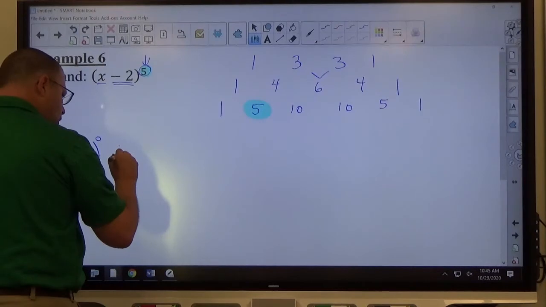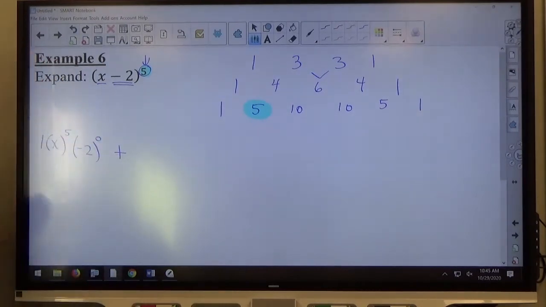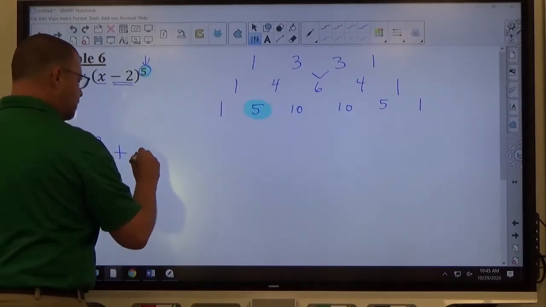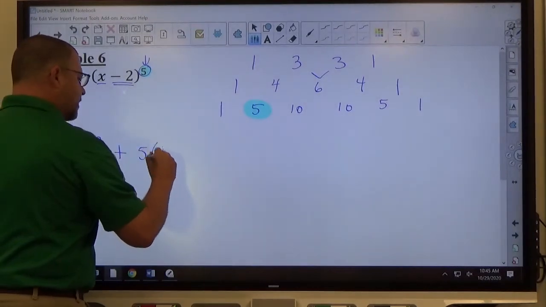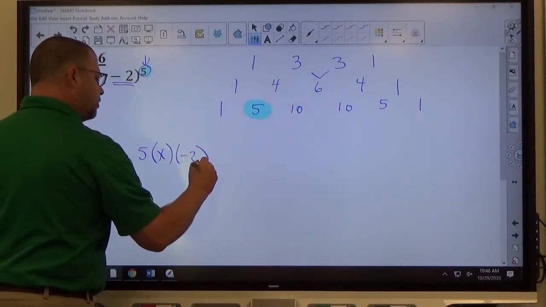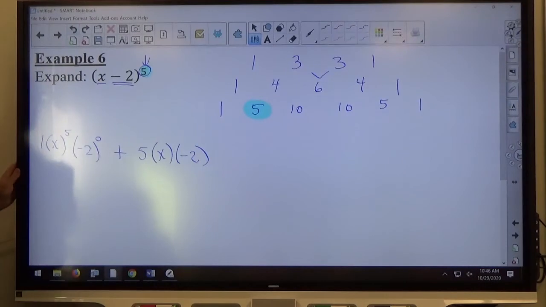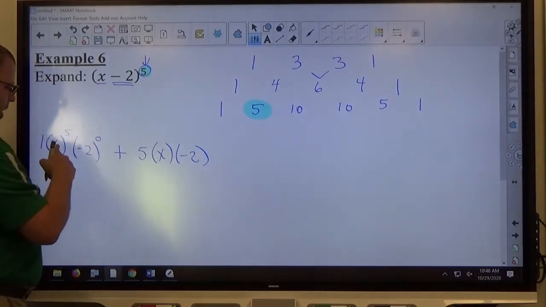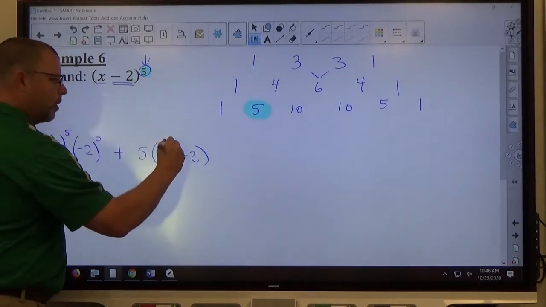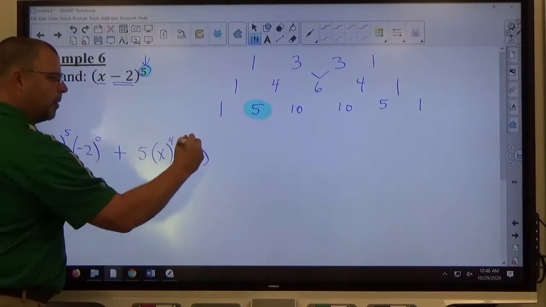So plus, always put plus, 100% of the time put plus. Never, ever, ever put minus in between the terms. If minus happens, it happens because of evaluation. Next Pascal number is 5. I've got x, I've got negative 2. Every time I'm writing a negative because negative signs matter. X is to the 5th, we drop it to the 4th. Negative 2 is to the 0, we bump it up to the 1st.